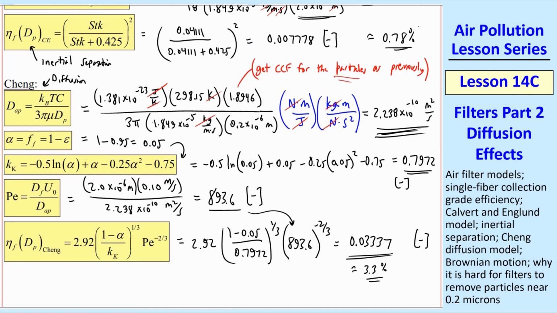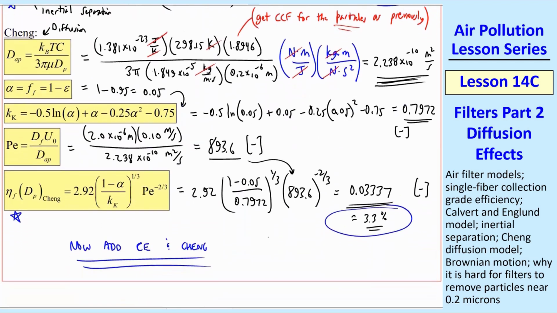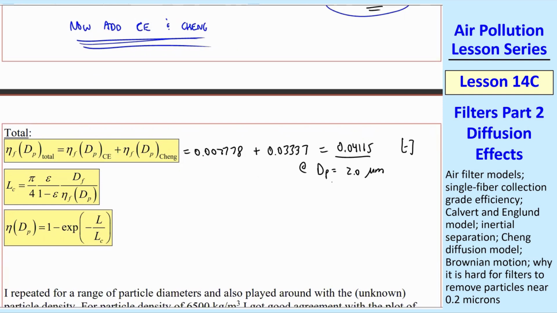So just a comment, in this particular case, the inertial effects were about 0.78%. The diffusion effects are about 3.3%. So diffusion is dominating for these very small particles that are only 0.2 microns. Now that we have both the CE and the Cheng single fiber collection efficiencies, we have to add them together to get the total, 0.04115.